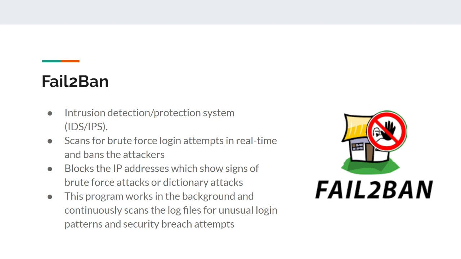Another thing we do to ensure security is install fail2ban on our VMs, which is nothing but an intrusion detection system. What it does is it scans for brute force login attempts in real time, and it blocks the IP addresses of any systems that show signs of attacking ours. So this program works in the background, and it continuously scans the log files as well in case there are any unusual login attempts or security breach attempts.